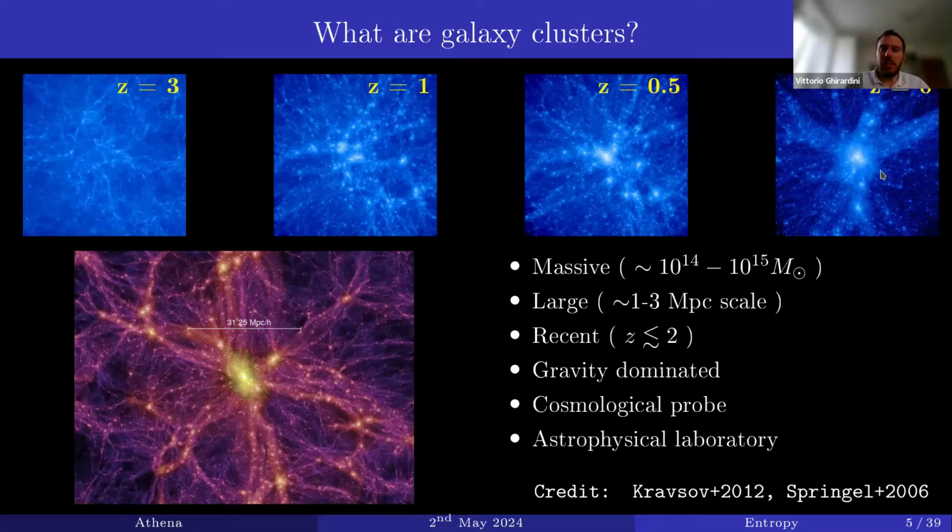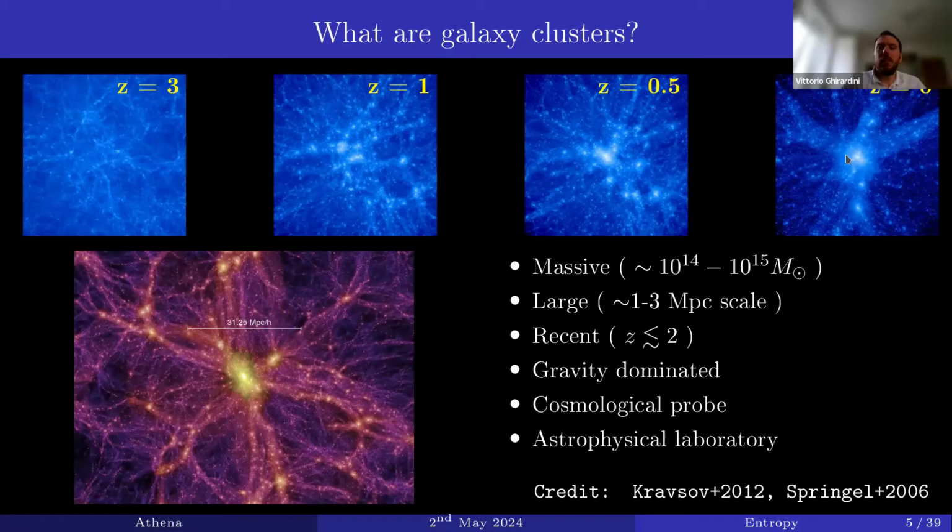So you can see here at the top an evolution of a density field of the universe in the simulations in the paper by Krasov and Borgani in 2012, where you see this density field that evolved from a redshift of 3 to a redshift of 1, and you see that you formed these objects in the center, which are the known galaxy clusters.